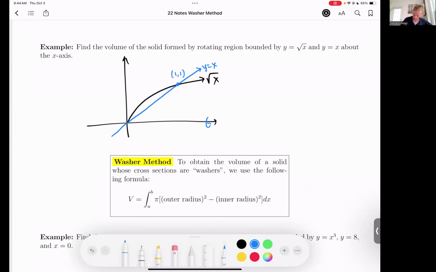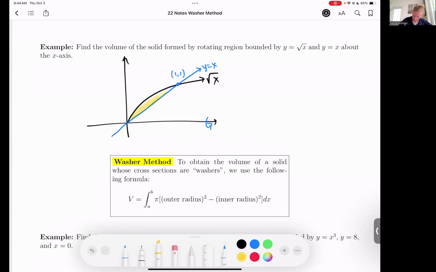This one has the square root of x and y equals x. These two intersect at the point (1, 1). We're rotating this about the x-axis again. So we've got this little region in here. We notice that this region no longer totally touches the x-axis. And so when I rotate this, I'm not going to have circles when I slice because there's going to be kind of a gap in the middle.